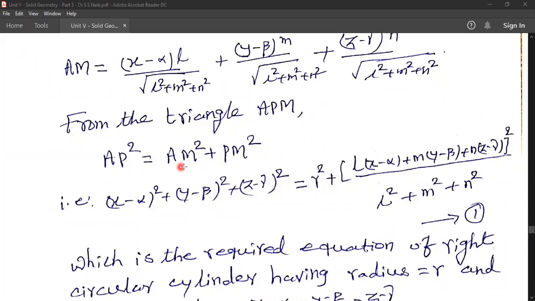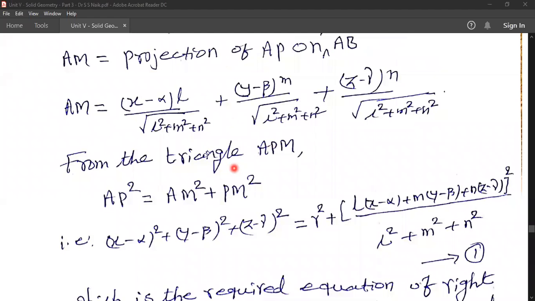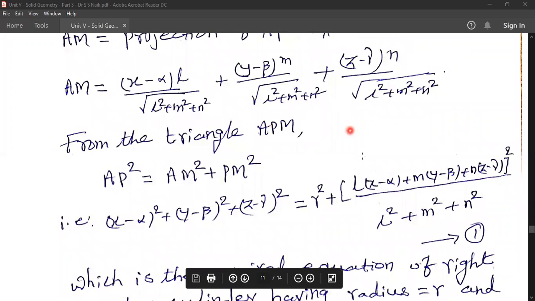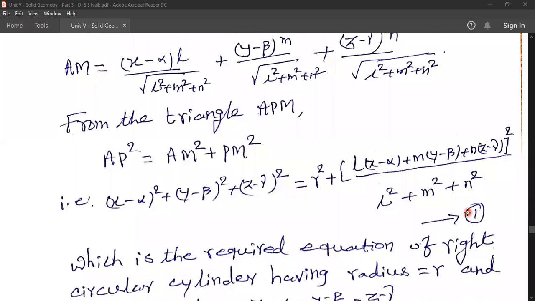And PM square is the radius, that is equal to r square, and AM square, already we have found the value of AM, is equal to [l into (x minus alpha) plus m into (y minus beta) plus n into (z minus gamma)] whole square, divided by l square plus m square plus n square. The square root will get cancelled. That was common for the entire value.